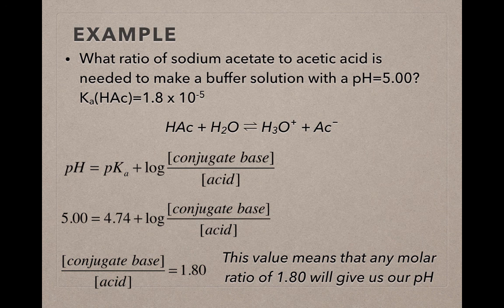So ideally, for a solution that we want to be able to absorb large amounts of acid or base, we want those concentrations of conjugate base and acid to be fairly high. If we just need a little bit, then the concentrations can be a little bit lower, but they have to be at that ratio of 1.8 for their concentrations, and that will still give us a value of 5.0 for the pH.